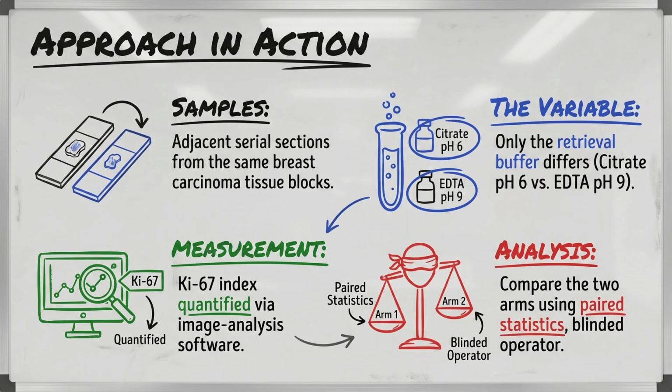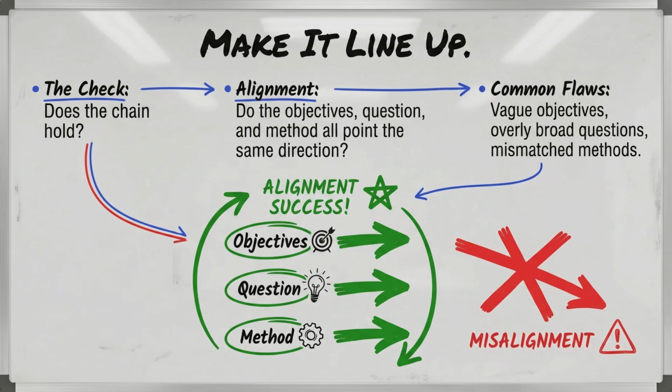Next, we'll talk about making sure everything lines up. The most important rule for your approach is that it must line up perfectly with your research question. If your question asks about pH, your method must vary pH. You can only change one variable at a time to get meaningful results. This alignment is critical for a sound proposal.